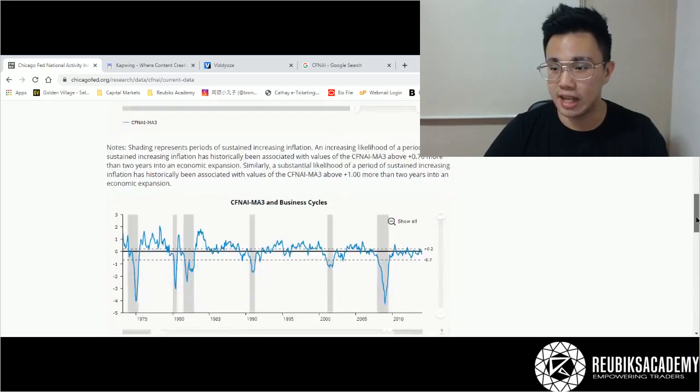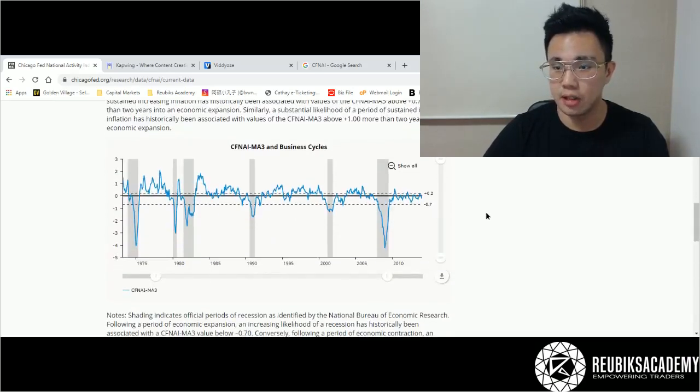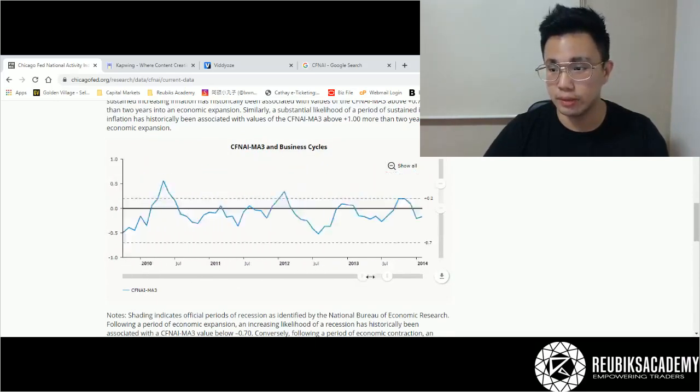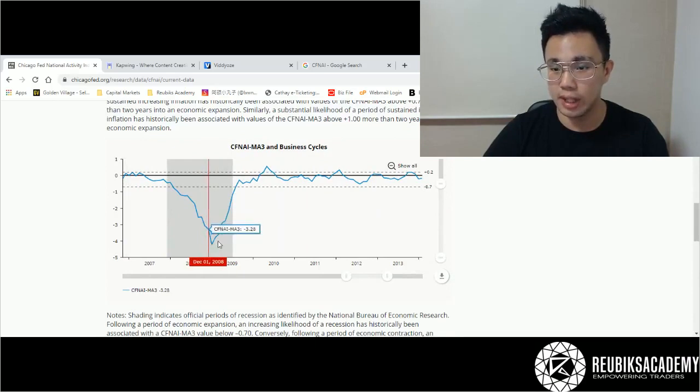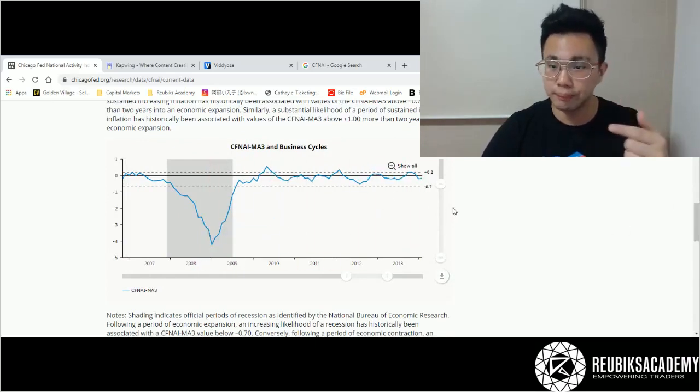But in terms of the other indexes, this is CFNAI and business cycles. If you just go in, same thing. We are not that bad. Business cycle is still continuing. There is still business activity going on.